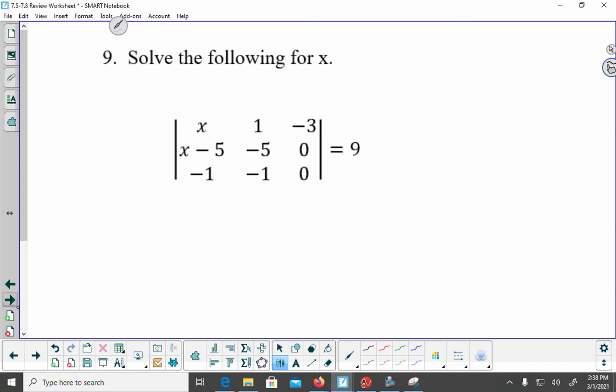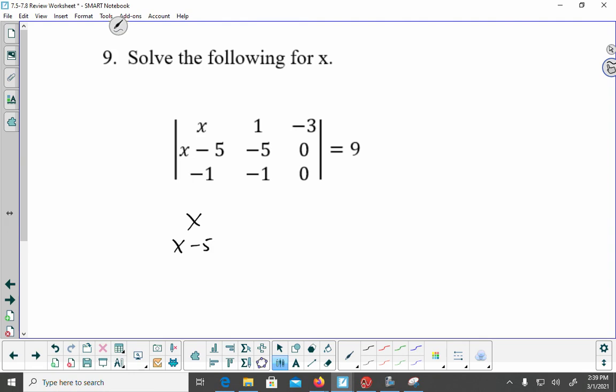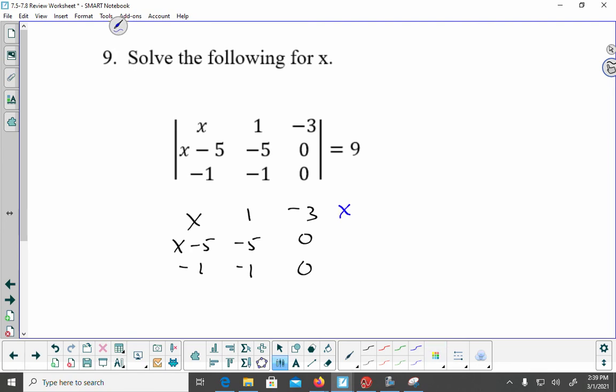Number 9 is our way of checking that you know how to do a determinant of a 3 by 3 by hand because I have these X's in here. So I am going to write these first. I'm going to copy the problem down first and then copy down the first 2 columns. So here's me copying down the problem. And then I am going to copy the first 2 columns, so that x minus 5, -1.